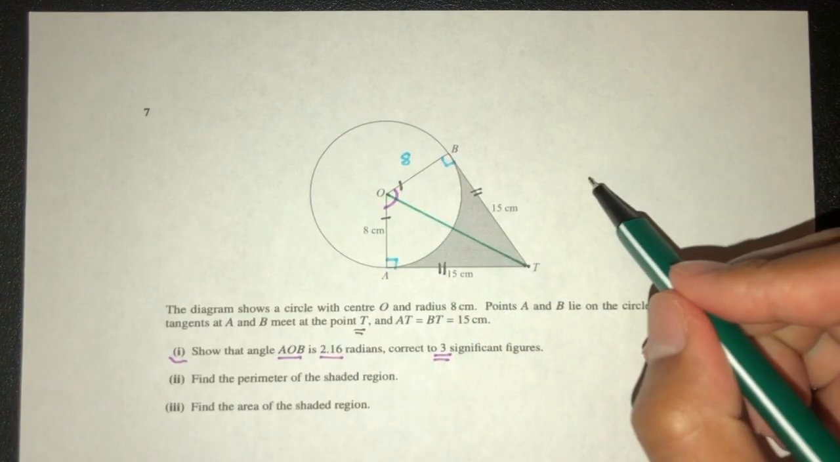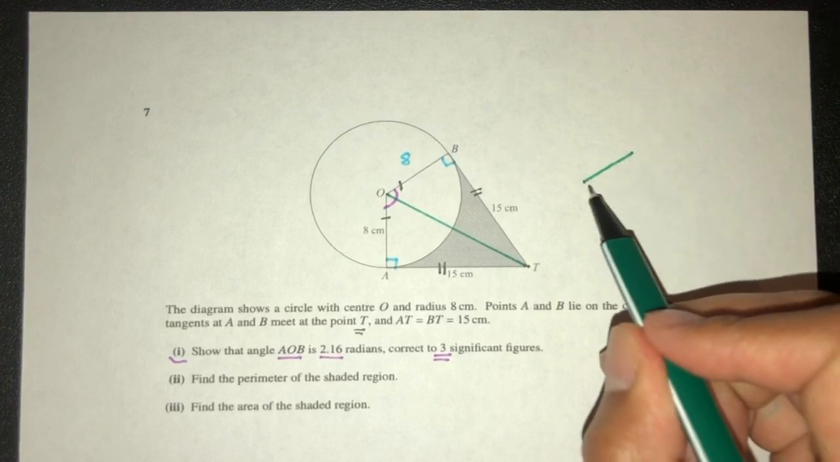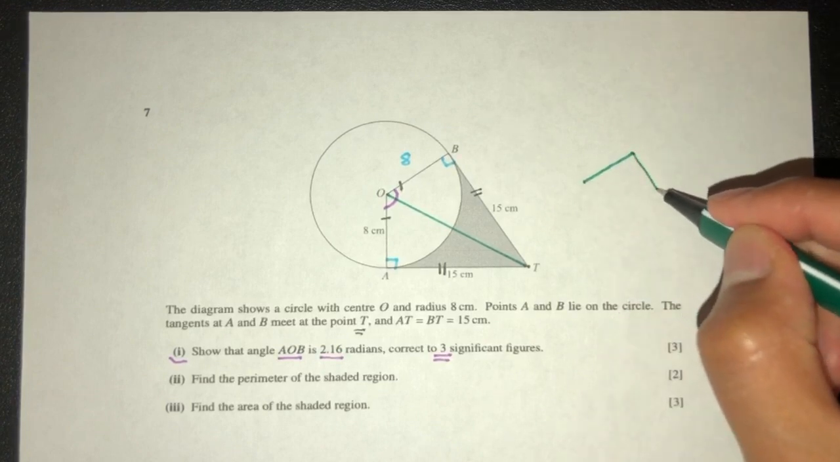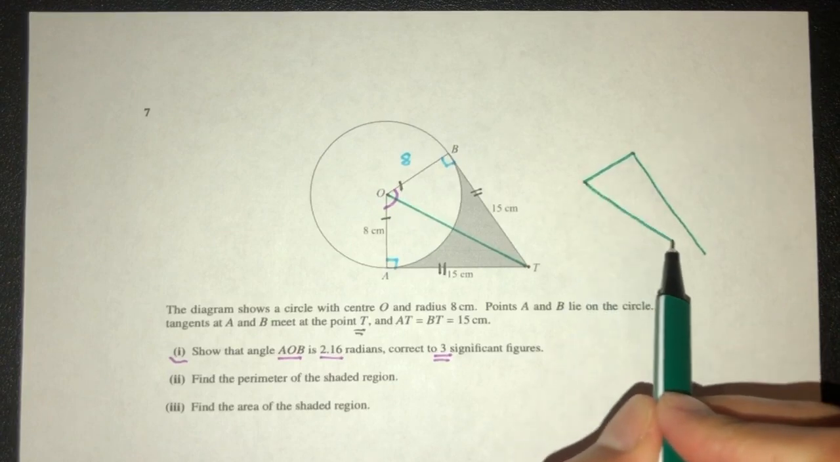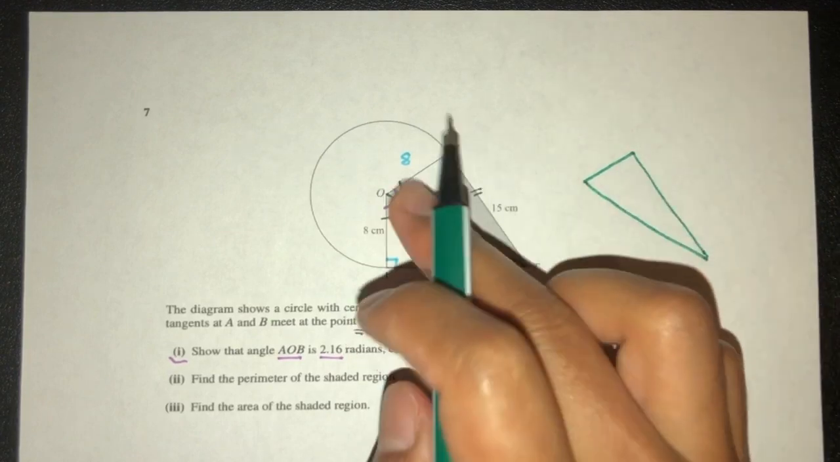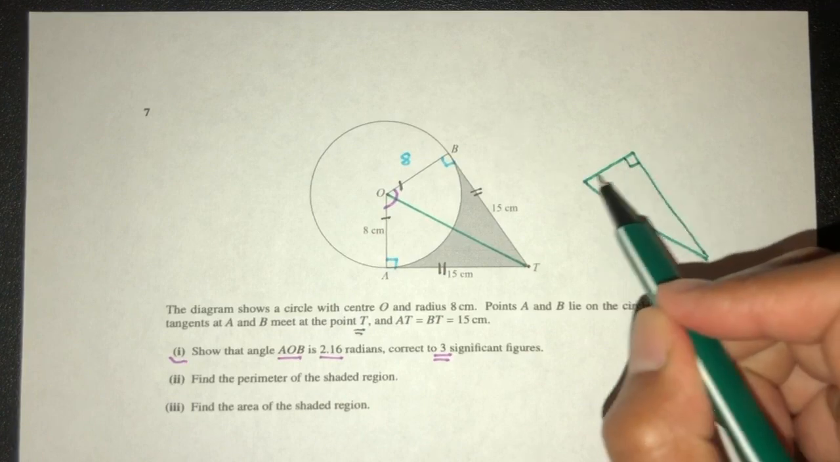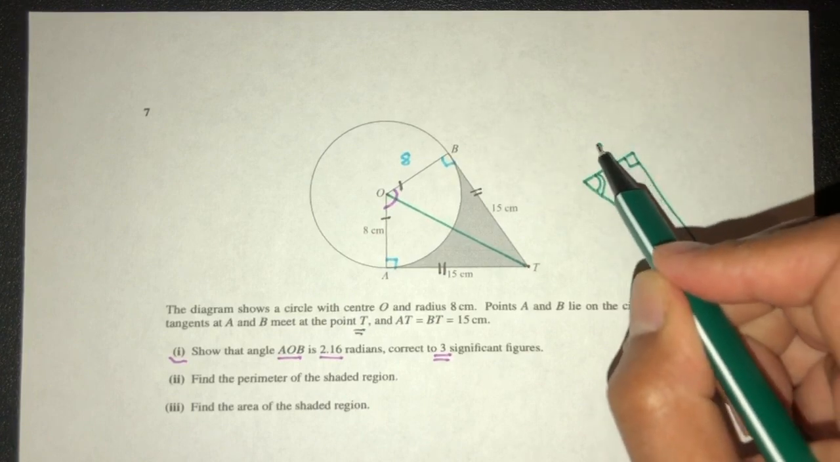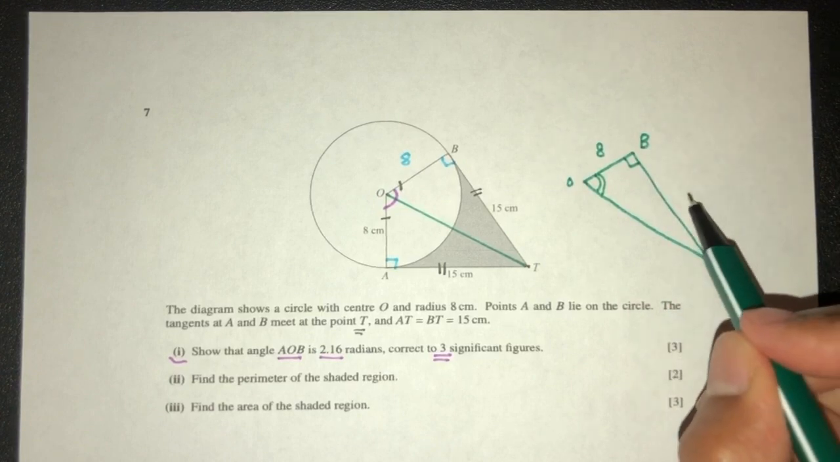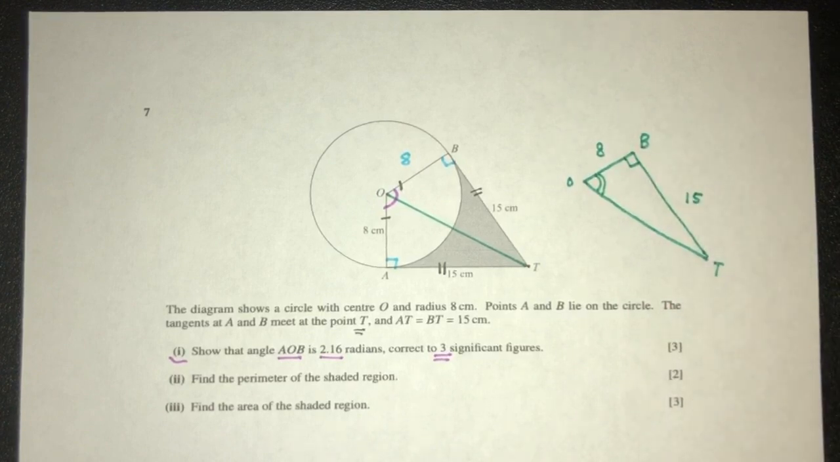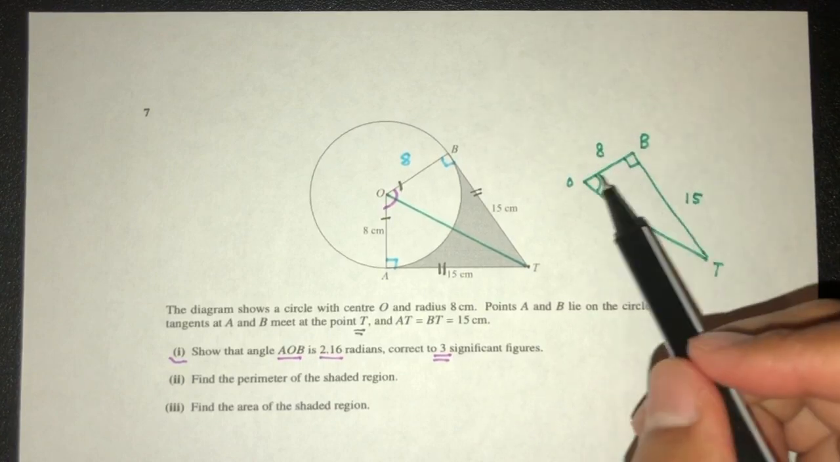Now, if I take this triangle out, this is 90, and this should be something like this. Let's say that's the top one. This is 90 over here. This is the angle OBT. This is 15 right here. Now, we have a right angle triangle. We know the 2 sides, and we're trying to find the angle.